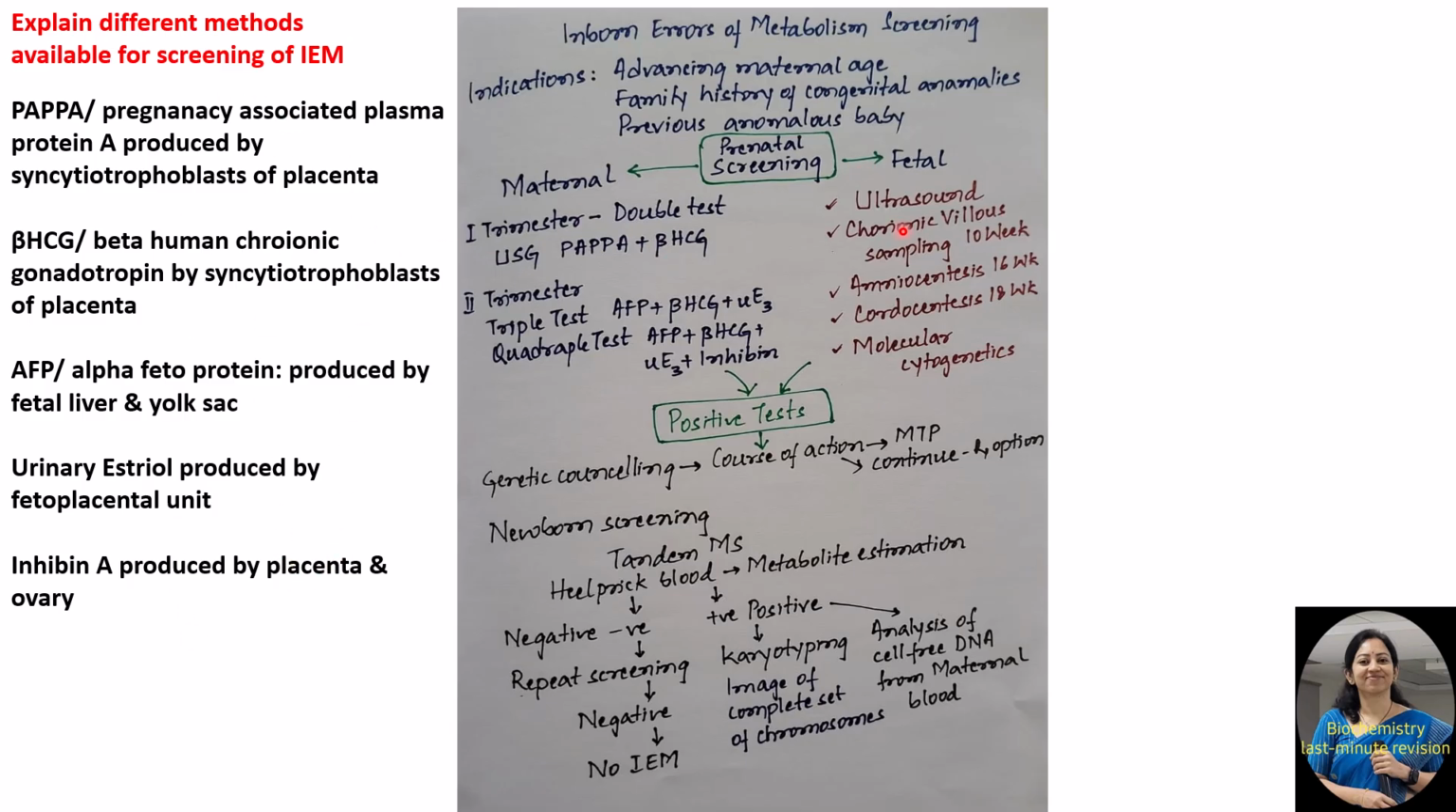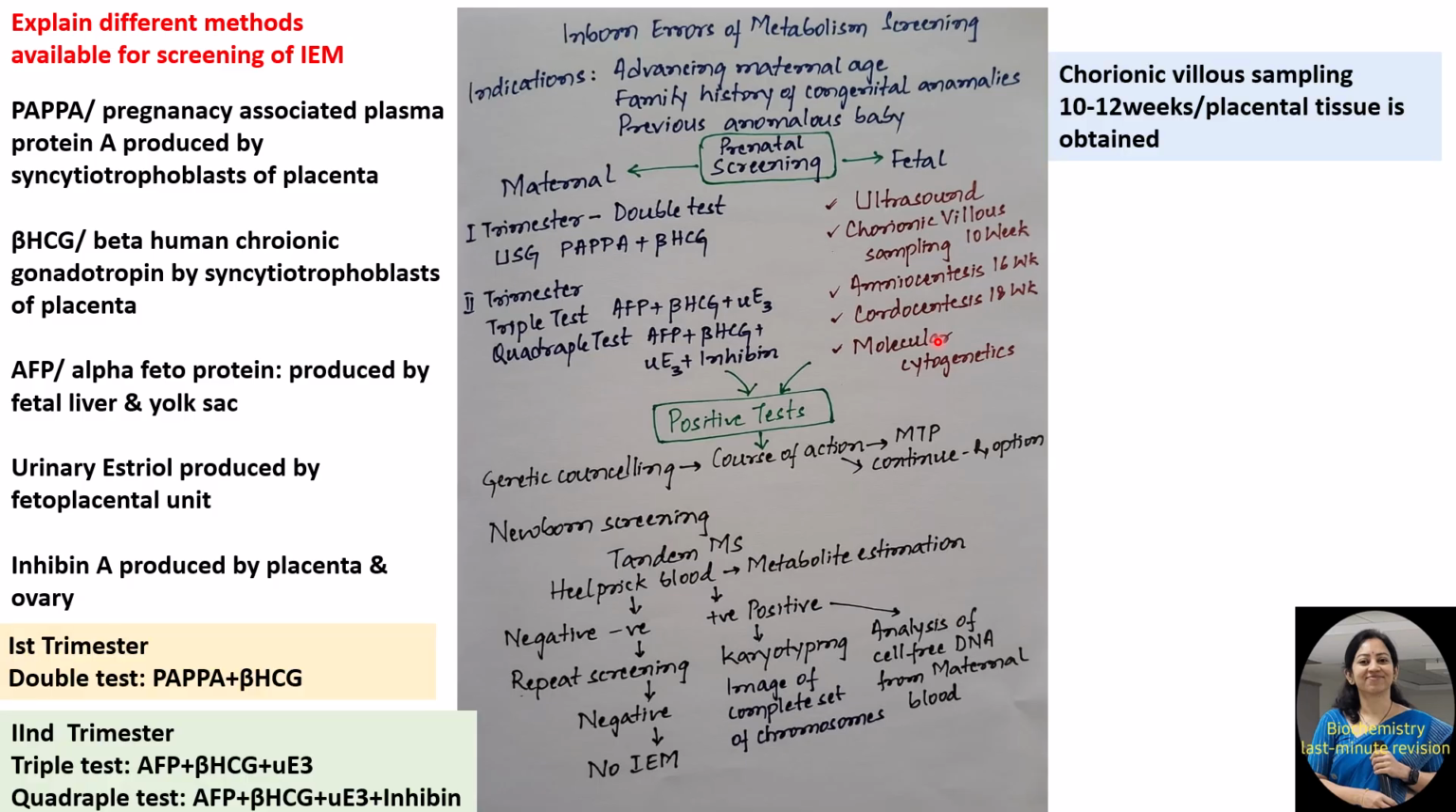Now, what are the screening tests available for the fetus in utero? Ultrasound can be done in all three trimesters. Apart from that, chorionic villus sampling, amniocentesis, chordocentesis, and molecular cytogenetics. Chorionic villus sampling is usually performed between 10 to 12 weeks of gestation, and here placental tissue is obtained and different biomarkers are analyzed.